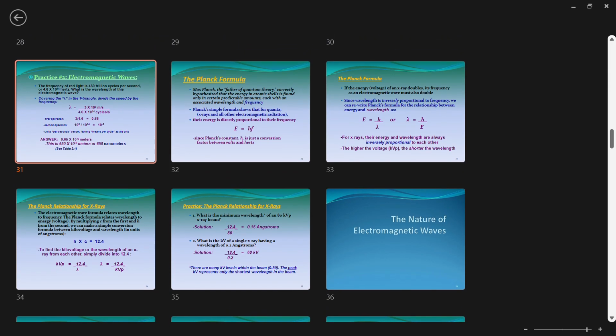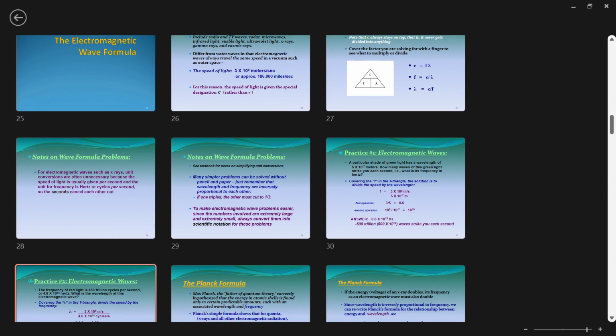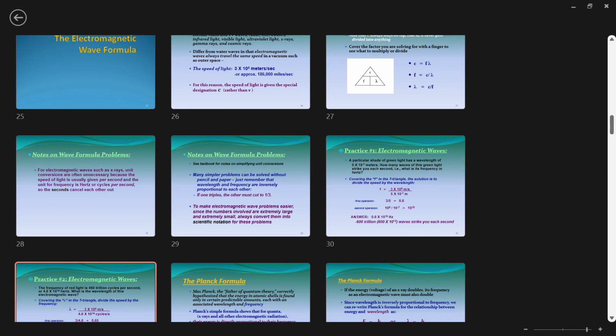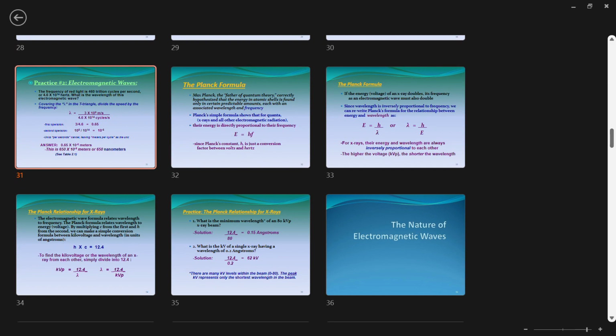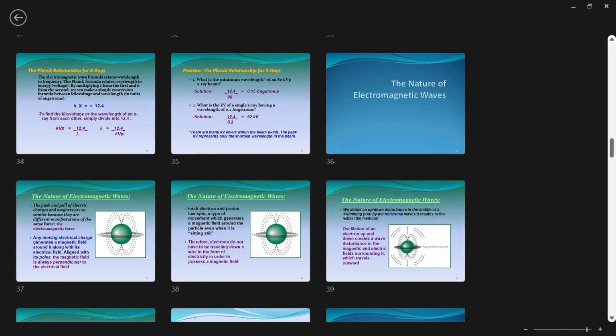So hopefully you're okay with that. It's just the wave formula, v equals velocity equals frequency times wavelength, but now our velocity is fixed. So c equals frequency times wavelength. Great. You guys did great with that. That's the most mathy stuff you'll have to know.